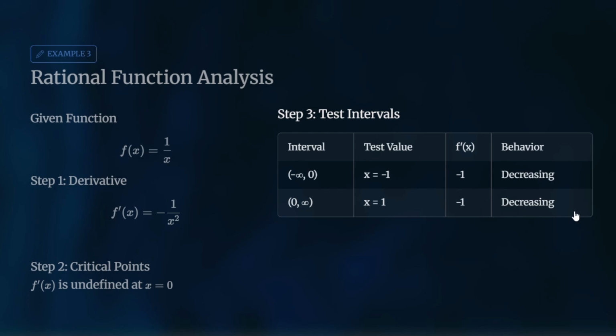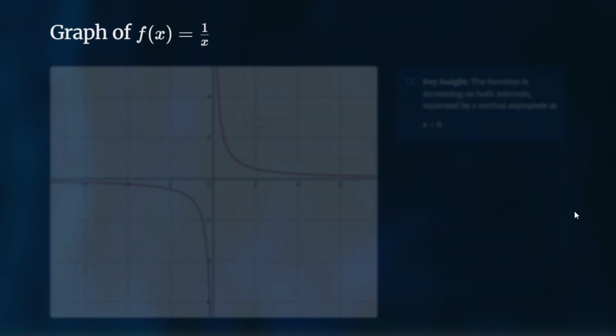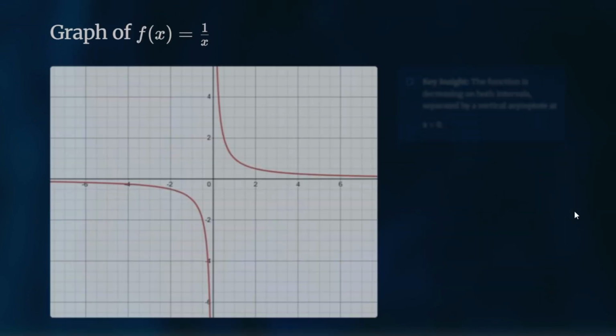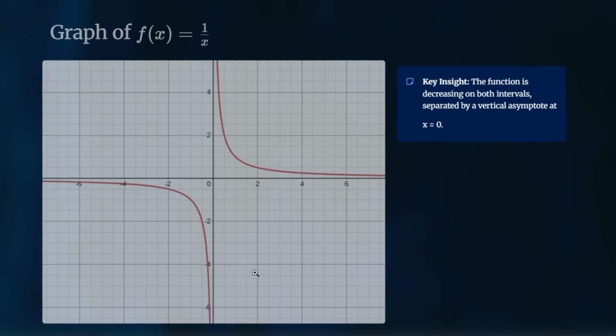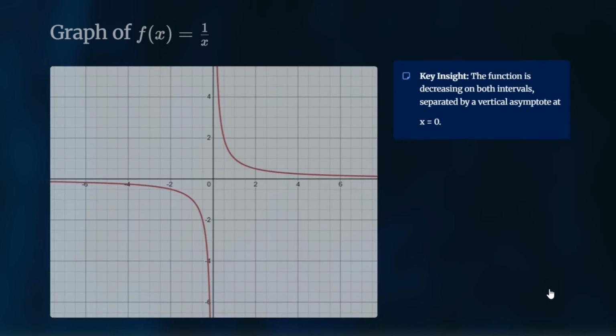So when working with rational functions, the derivative may be undefined at certain points, but these points create natural boundaries between intervals that must be tested separately. In this case, we saw that the function is decreasing on both intervals, but is separated by a vertical asymptote at x equals 0. And if you need any help on how to find vertical asymptotes, you can check my lesson on asymptotes.